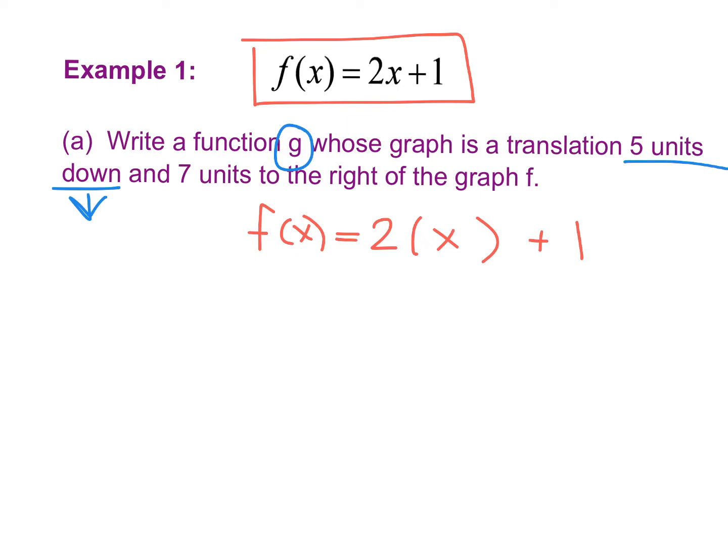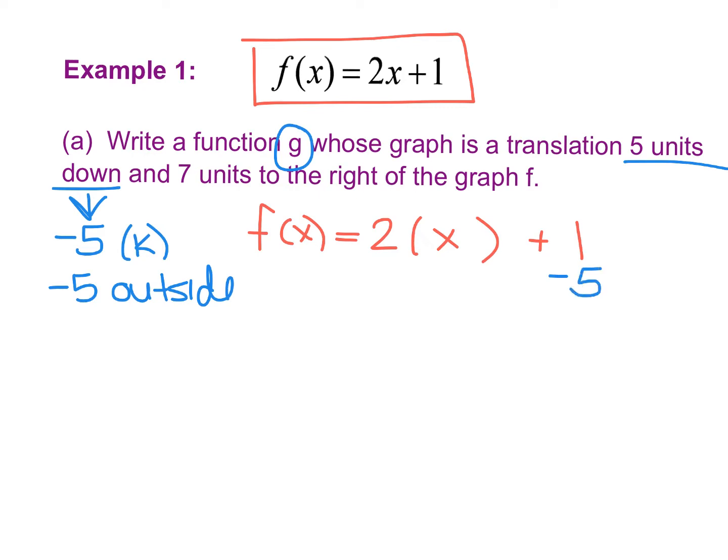I'm going to move this 5 units down, which means I need to subtract 5 from the current k value, which means I'm subtracting 5 on the outside of the function, because we know that's not contained inside parentheses with x. Those are the h values that move it horizontally. So in order to apply a translation 5 units down, I need to subtract 5 from my k value.